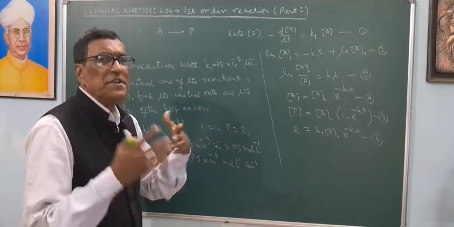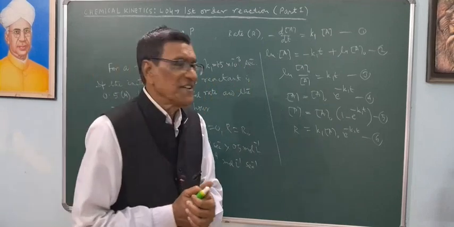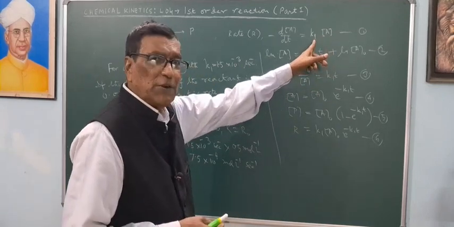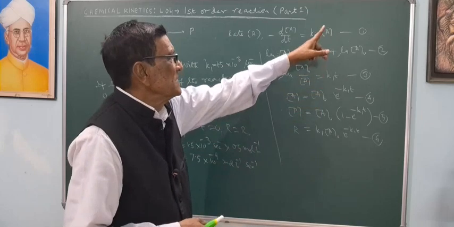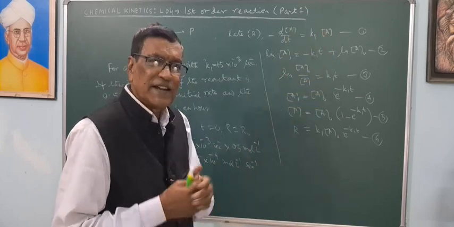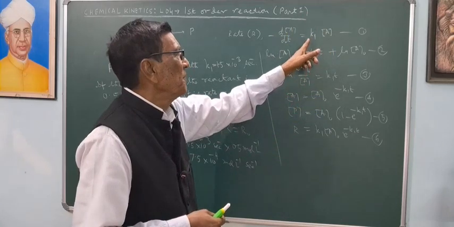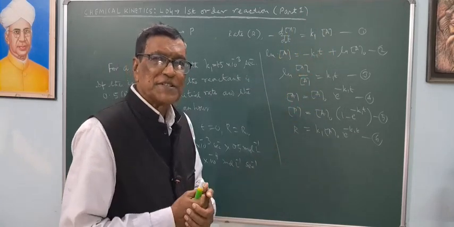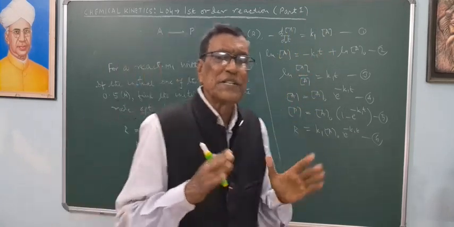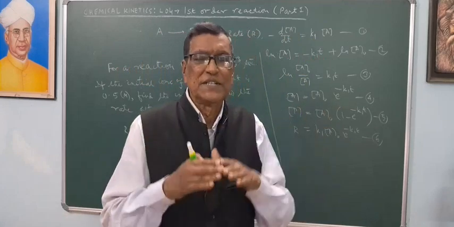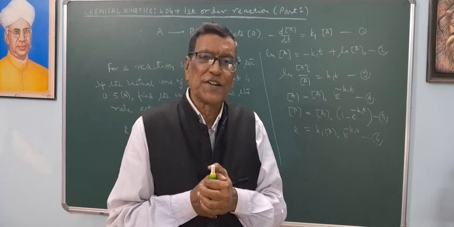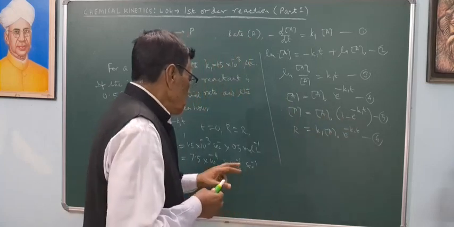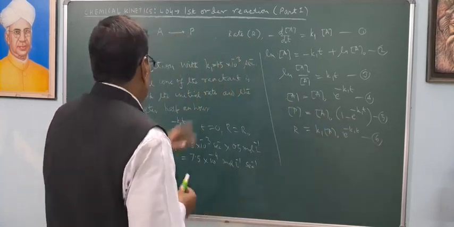Whenever the rate constant is given with unit second inverse, it means the reaction is first order. The rate constant K1 has unit 1 by time, because the concentrations cancel. So the unit of K1 equals time inverse. Whenever the unit of the rate constant is time inverse, say second inverse or minute inverse, it is definitely a first order reaction. So this is the answer of the first part.